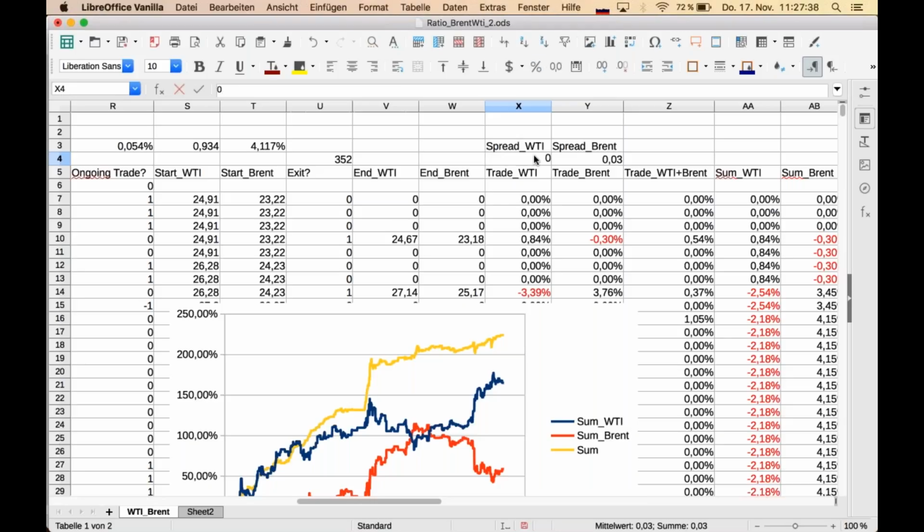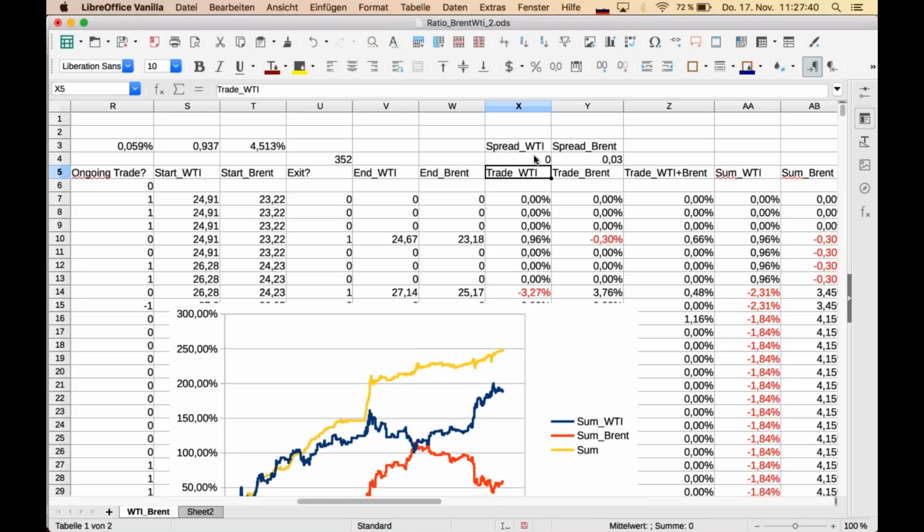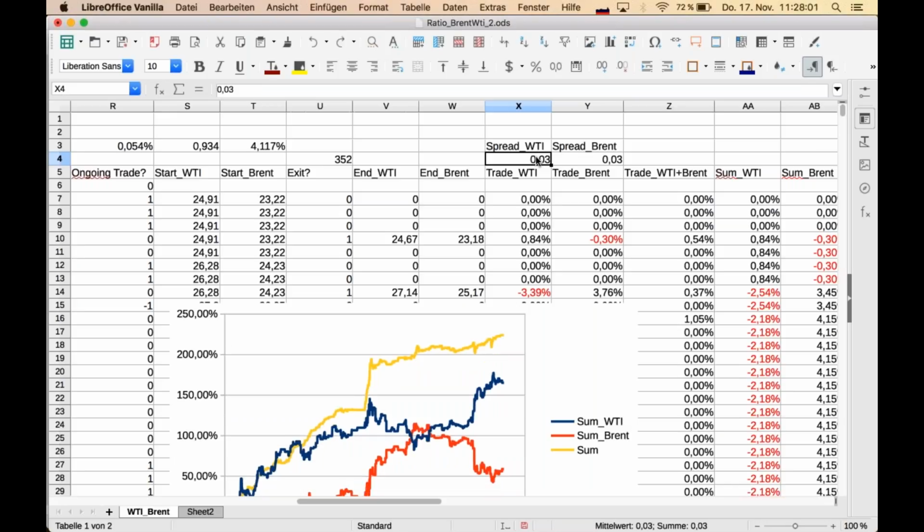And let me make the spread 0. Then you see I have done everything right. Why can I say that? Without a spread, so with spread 0, I have 0.96% profit of that trade. And having the real value of the spread, now the trade is a little bit worse. And then I know I have done everything right.